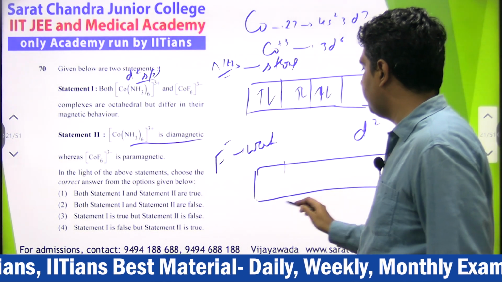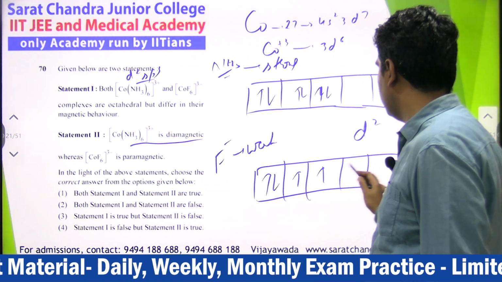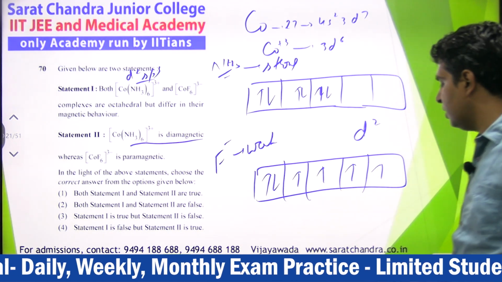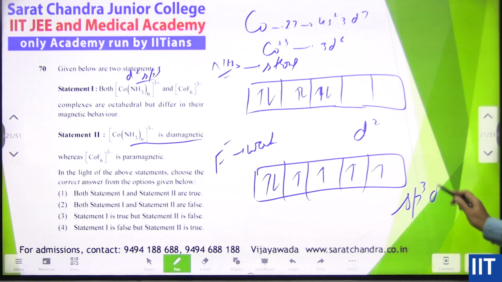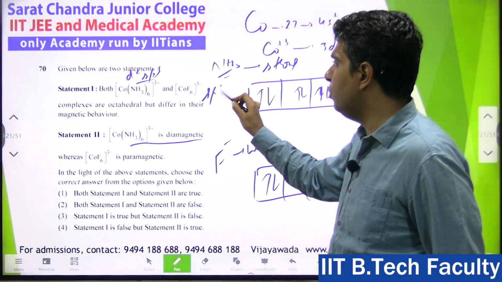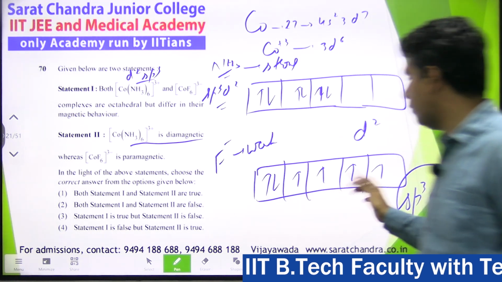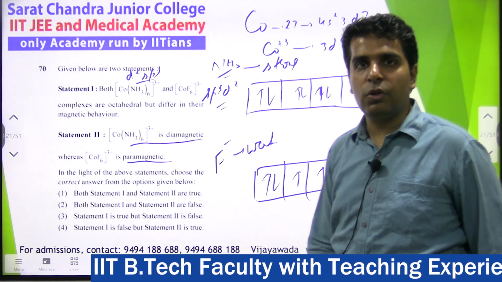So what will happen? There will be no pairing of electrons. So this is 3d6 for cobalt +3. So the outer 4s, then 4p and 4d will be involved in hybridization. So hybridization over here will be sp3d2, and because of 4 unpaired electrons, it will be paramagnetic. So statement 2 is also correct.